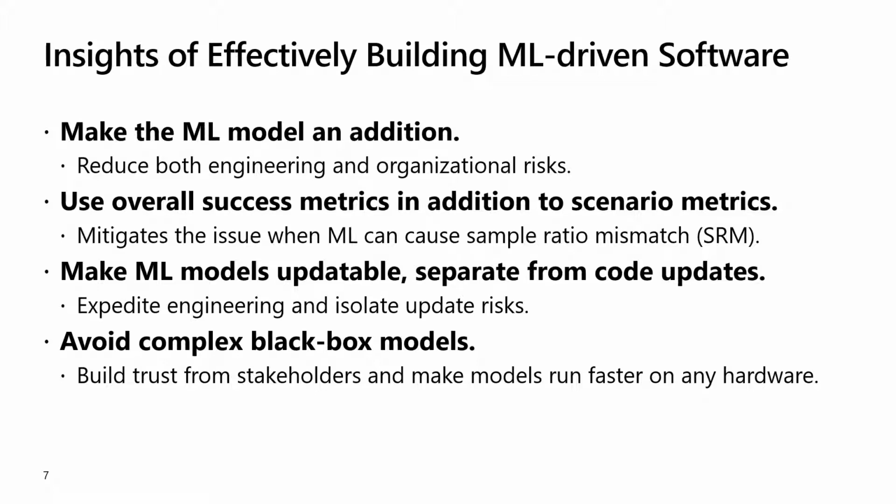First of all, make your ML model an addition to existing rules or heuristics. This can give you an early win for your ML feature without signing up for a lot of work. As a result, it reduces both the engineering risk and the organizational risk in your company. Secondly, we observed that machine learning can sometimes cause feature-level sample ratio mismatch, or SRM, in your A/B testing.